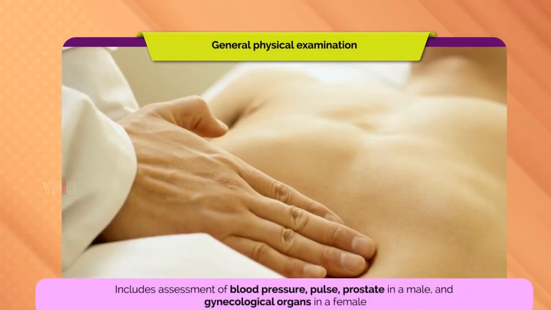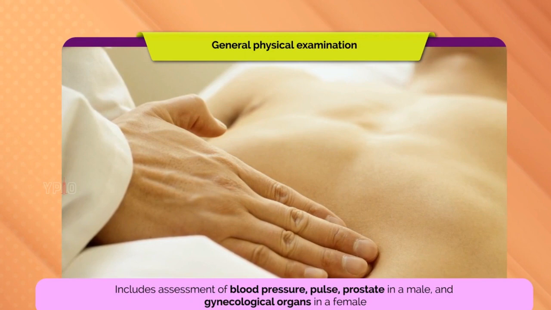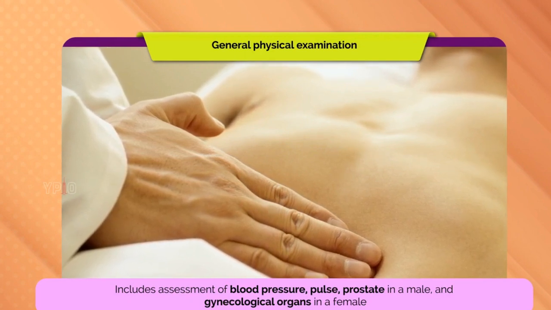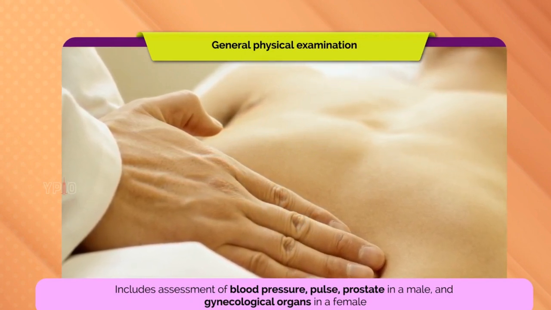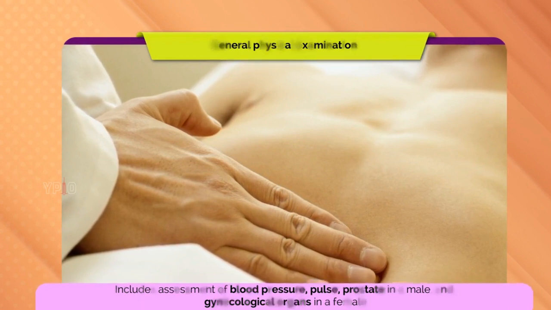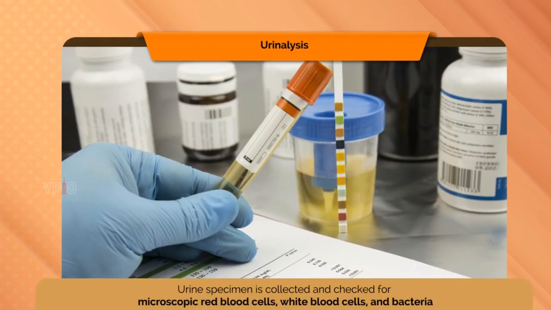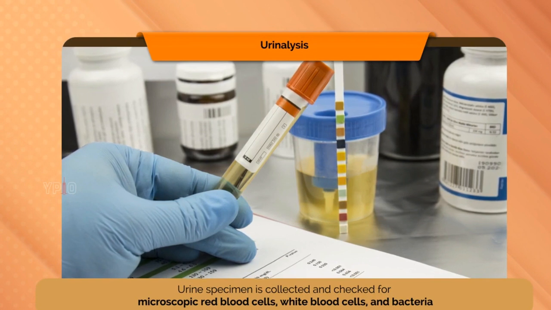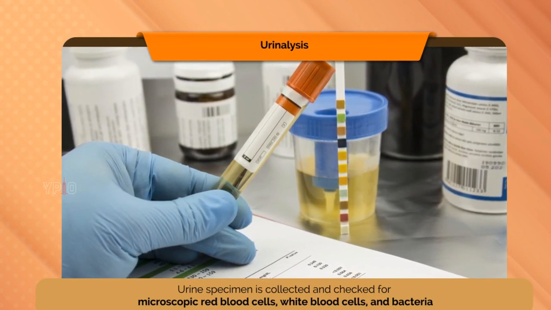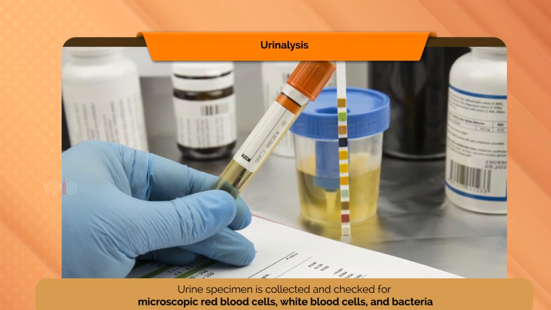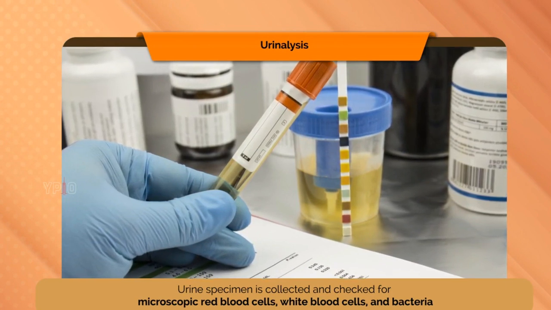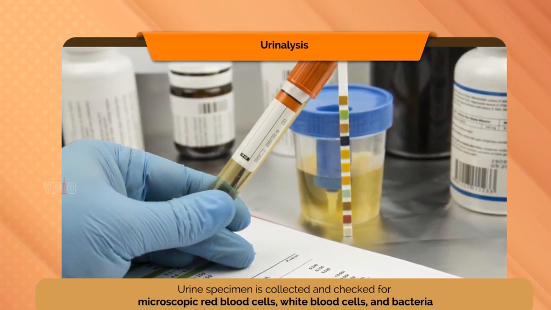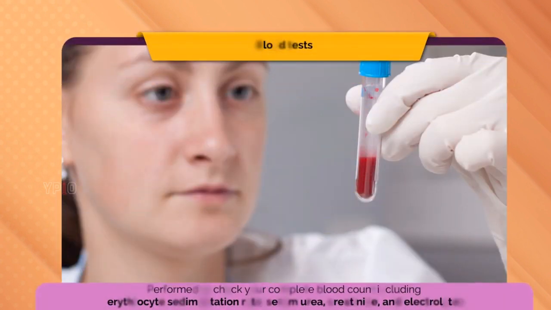Diagnosis. Hematuria or blood in the urine can be diagnosed by one or more of the following. General physical examination. This includes assessment of blood pressure, pulse, prostate in a male, and gynecological organs in a female. Urinalysis. In this test, a urine specimen is collected and checked for microscopic red blood cells, white blood cells, and bacteria. A urinalysis can also check for the presence of crystals, ova, or parasites.